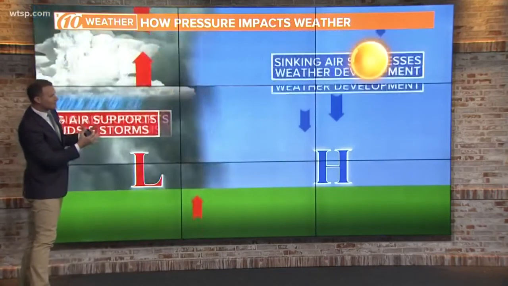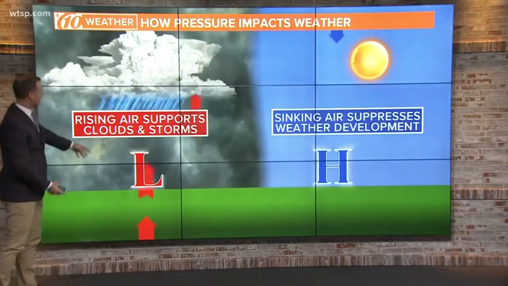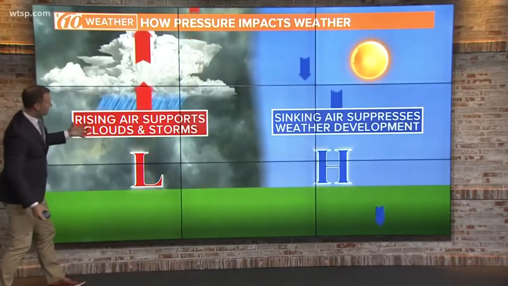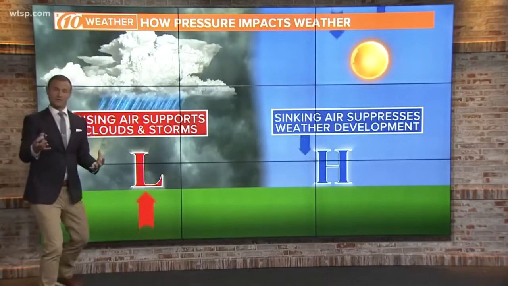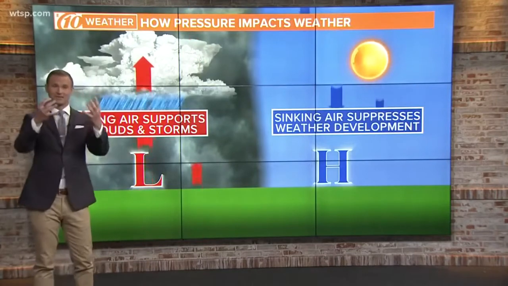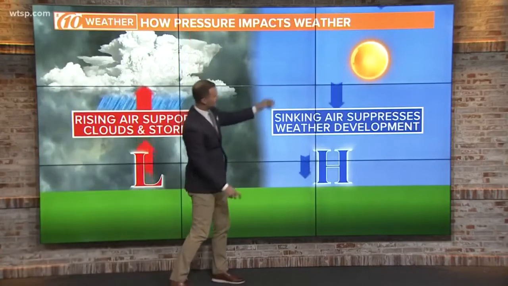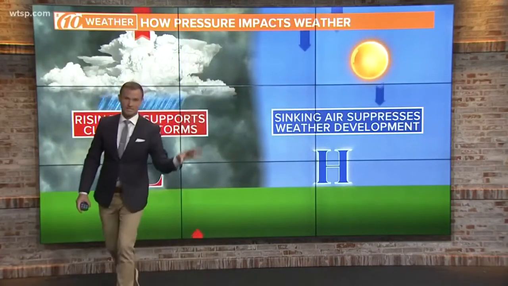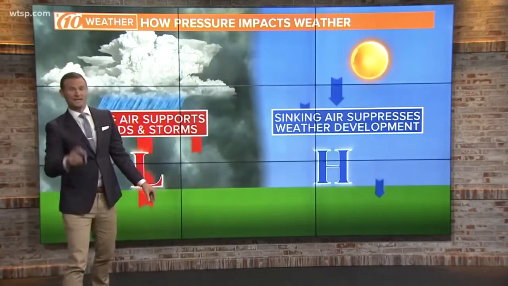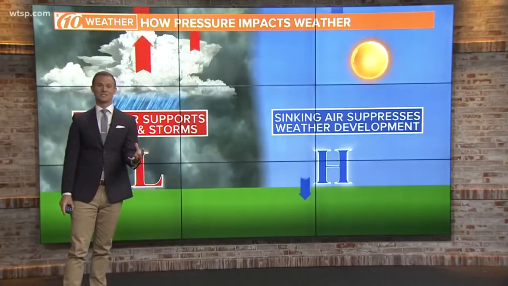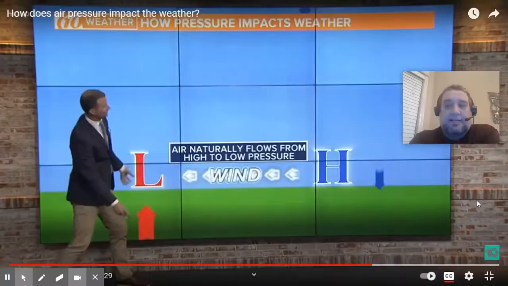But within those areas of low pressure and high pressure, rising air is what supports clouds and storms. And if you think about your water cycle, everything rises, it cools, it condenses, and it eventually precipitates. And in areas of sinking air, that suppresses that weather development, suppresses cloud cover. And that's actually what we have in control right now, that high pressure system bringing all the sunshine. That air pressure will always go from high levels to low levels. High levels to low levels.